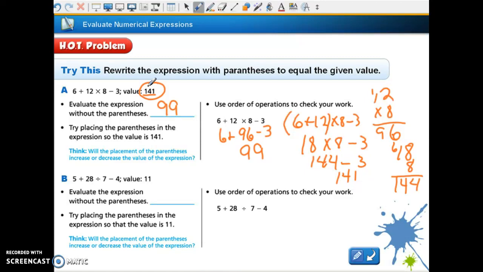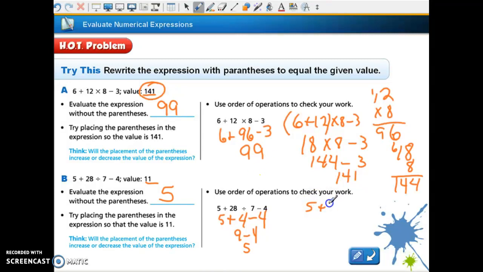5 plus 28 divided by 7 minus 4, value is 11. Evaluate the expression without parentheses. Remember, no parentheses, we're going to multiply or divide. So 5 plus 28 divided by 7 is 4, minus 4. 5 plus 4 is 9, minus 4 is 5. Now that's not 11. Okay, so let's rewrite our expression over here.